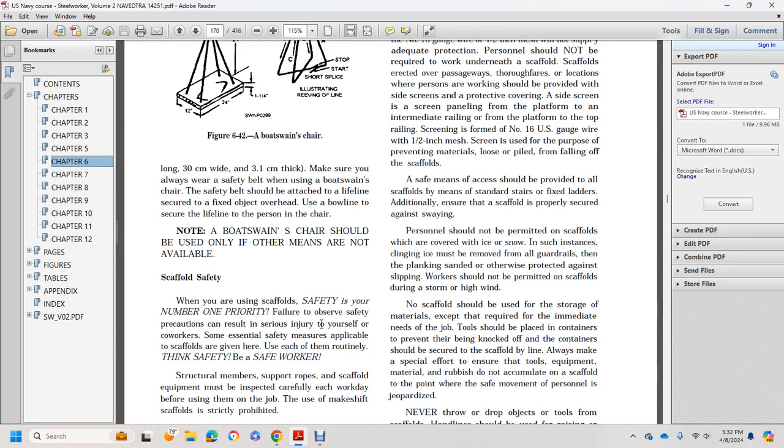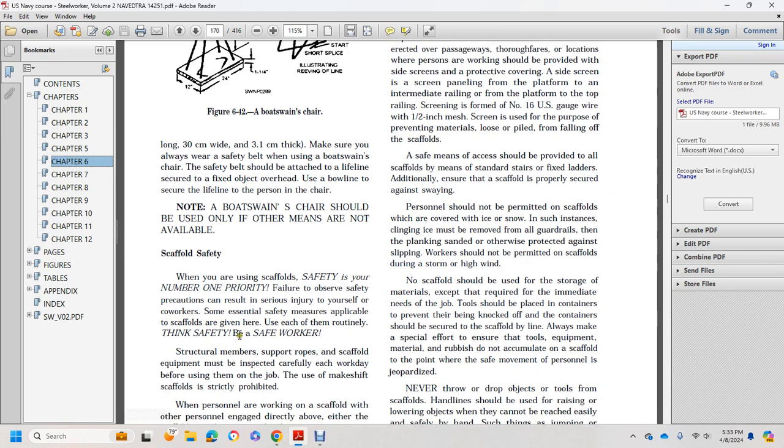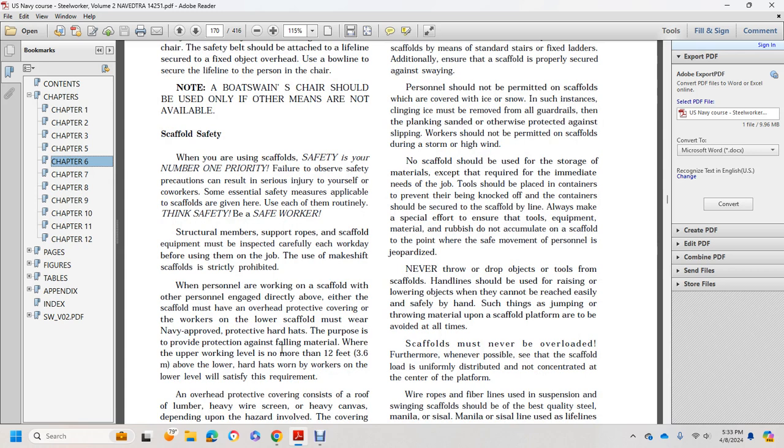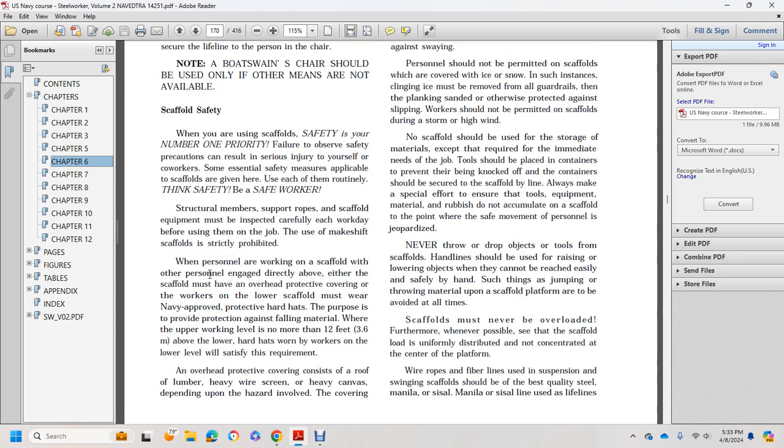When you use the scaffold, safety gets the number one priority. Failure to observe safety precautions can result in serious injury to yourself and co-workers. So essentially, safety measures applicable to scaffolds are given here. Think safely and be a safety worker. Structural members, supports, ropes, scaffold equipment, everything must be inspected carefully each work day before you use them on the job. The use of makeshift scaffold is strictly prohibited.